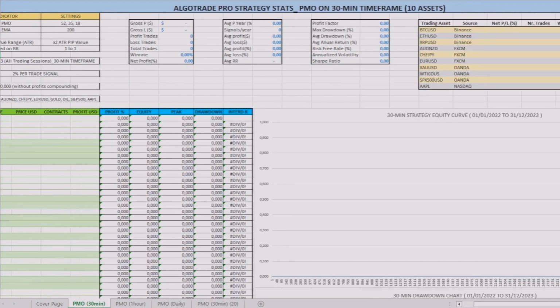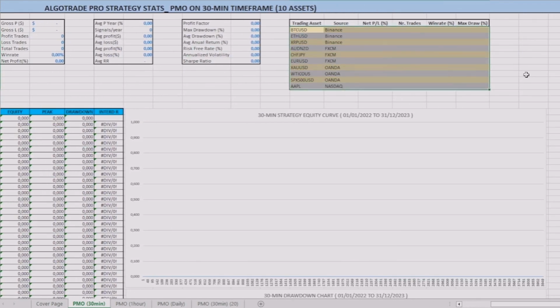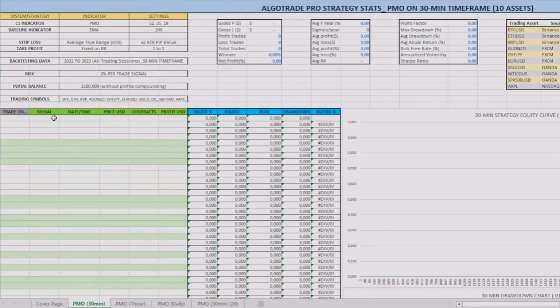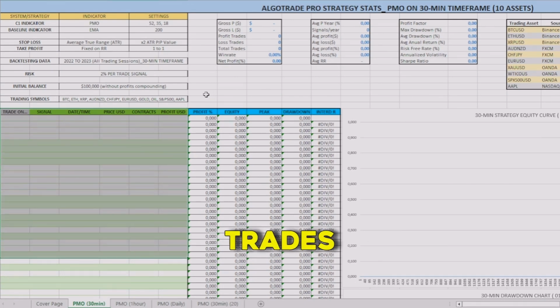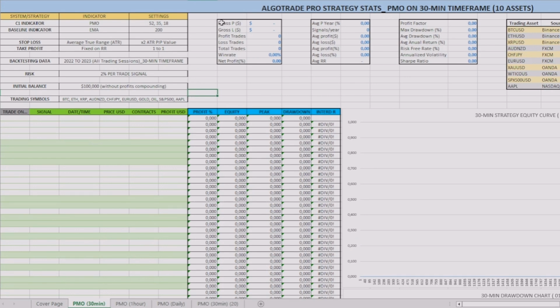I will present you the results of every asset individually and also together, because for every backtest I will create a trading journal with all the trades given by the indicator in the 3 different timeframes.